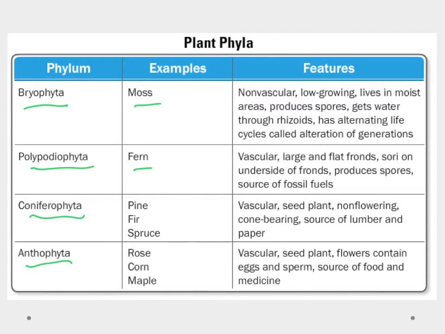The ferns we'll also talk about a little bit later in the video, and these are our vascular plants. They tend to be a little bit larger. They have big fronds as leaves. On the underside of the fronds they have sori, which produce spores. And a lot of the ferns in past times are what have become our fossil fuels. The Coniferophyta, we'll talk about that one a little bit later on, as well as the Anthophyta.